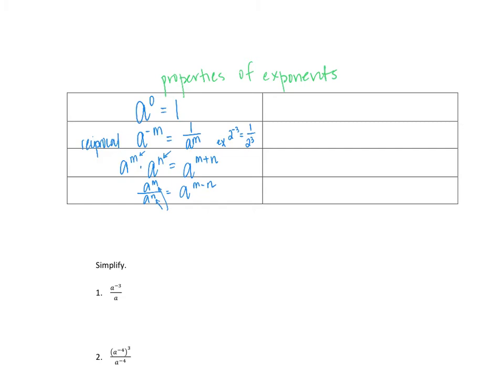Again, if you need a little example of each of these, I have like 2 to the 3rd times 2 squared. This will be 2, 2, 2, and then another 2, 2, so it's 2 to the 5th altogether. Or if I have like 2 to the 3rd divided by 2 to the 2nd, that'll be 2, 2, 2 over 2, 2. Cancel or reduce, and we're left with a single 2 or 2 to the 1.